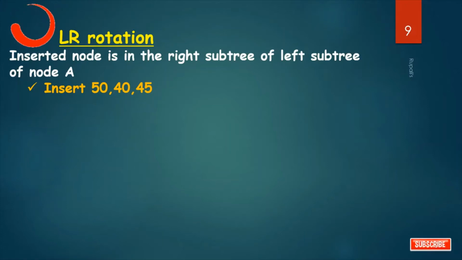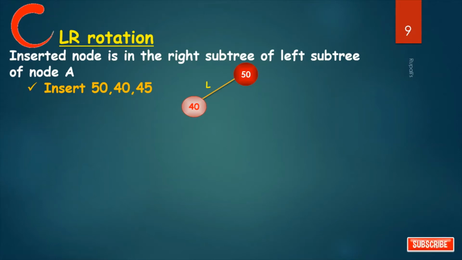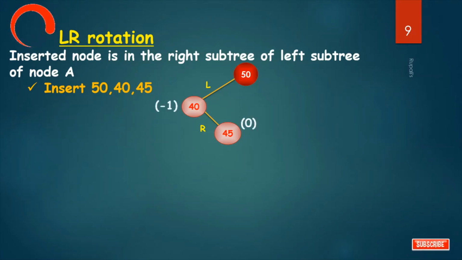Next, the situation for LR rotation. Say I want to create a tree by these nodes. First 50, what is the balance factor? It is 0. Next 40, it is less than 50, so I have to add it to the left. Now 45, it is less than 50 but greater than 40, so I have to add it to the right of 40. Now check the balance factor. It is 0, then here it is minus 1, and it is 2 and it is 2. So I am marking this node as A.